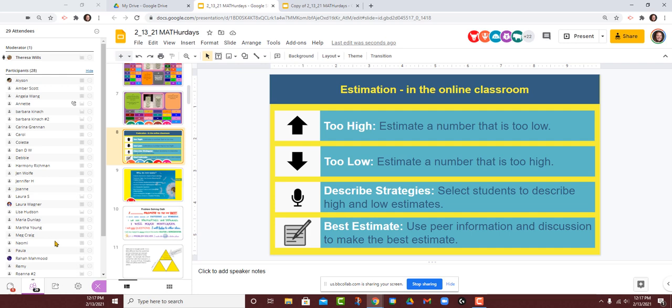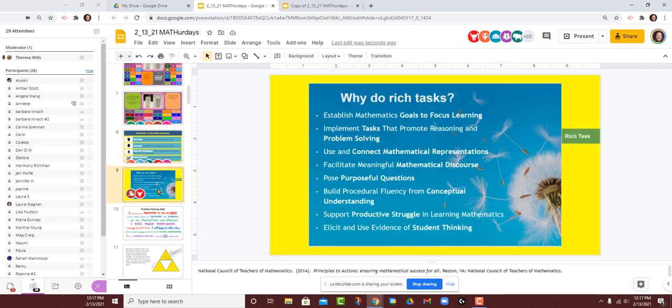And at this point in the math block, we would now move into a rich task. On slide 9, I have the reasoning why we do rich tasks. If you are a teacher, a math coach, an administrator, or any of the above, it's really important to ground what we're doing in good mathematical practices. And these are NCTM's 8 mathematical teaching practices, and you'll see all 8 here today.